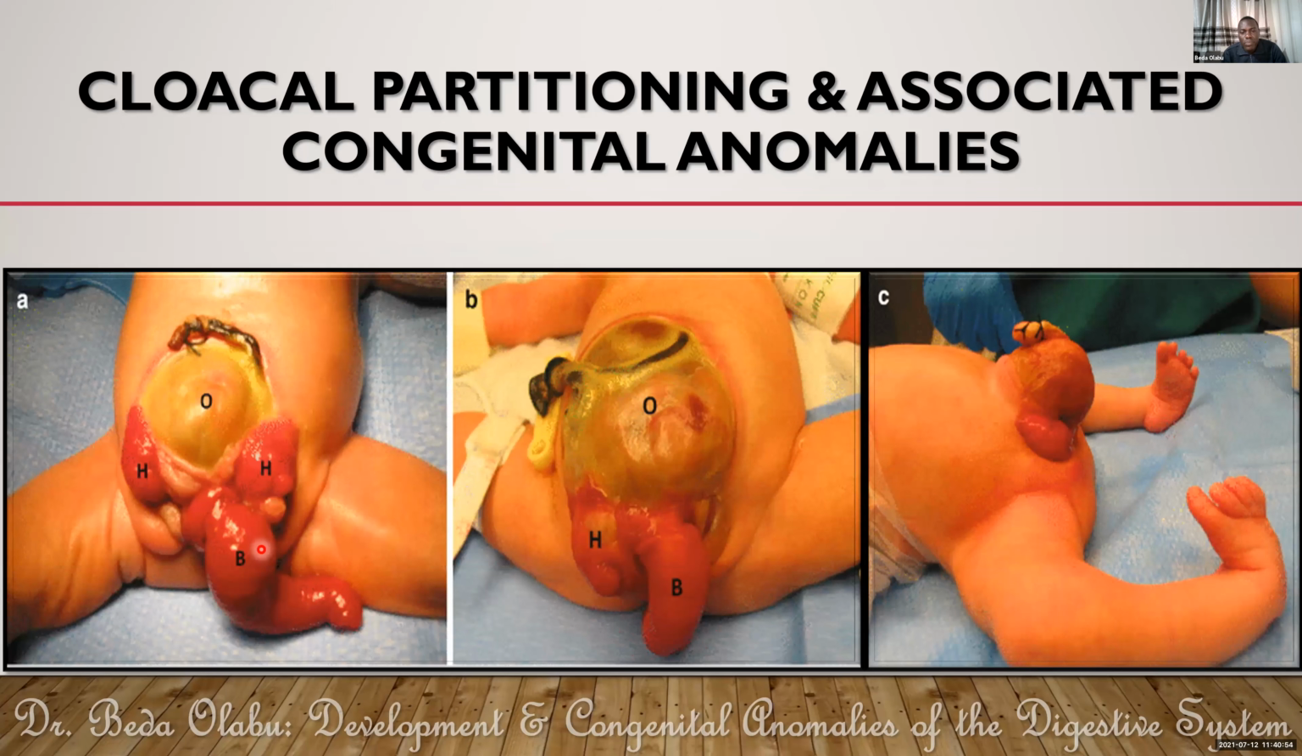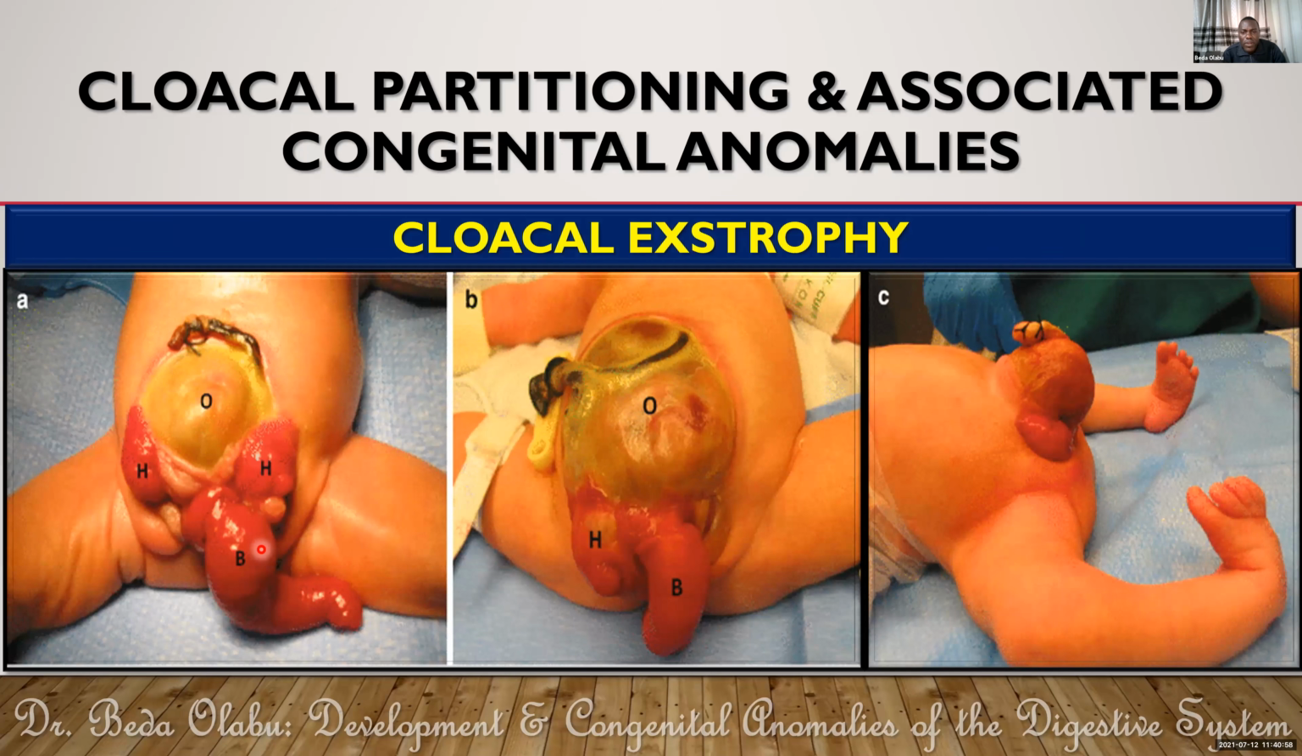The extreme of cloacal malformation is what we call cloacal extrophy, where the cloaca is not partitioned, then it develops some abnormal tissue that protrudes out in the manner you're seeing in these fields. We call that cloacal extrophy.